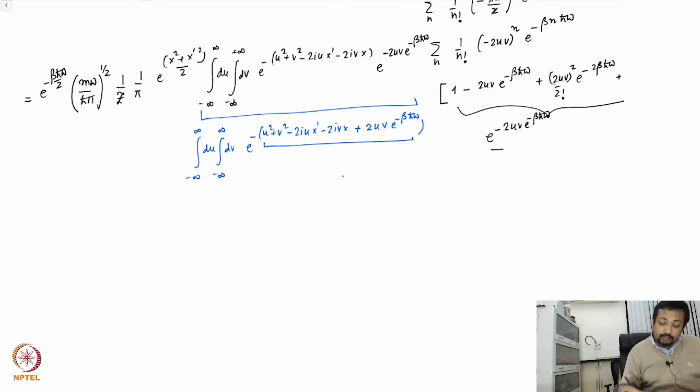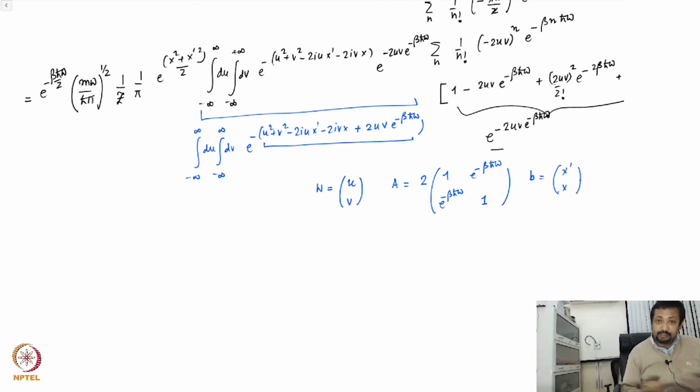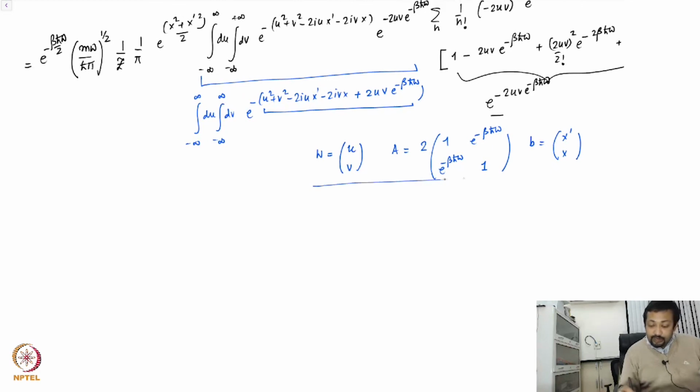Now, to evaluate this, you define a column vector, which is going to be your U and V, a matrix A, which is going to be your 1, e to the power minus beta h bar omega, e to the power minus beta h bar omega, 1, and another column vector, which is going to be your x prime x. Once you have defined this, you can recast this part that is underlined over here as half of W transpose A W plus i B transpose W, which is basically B dot W.